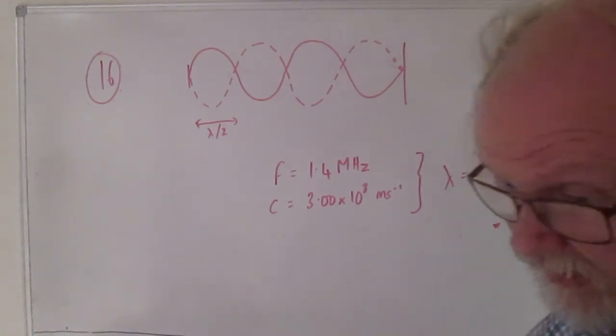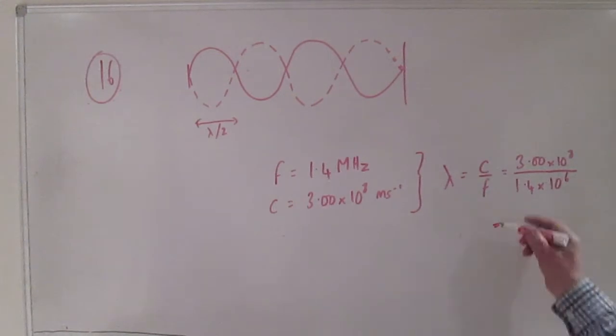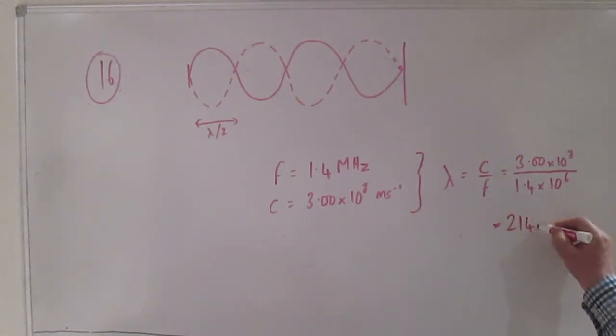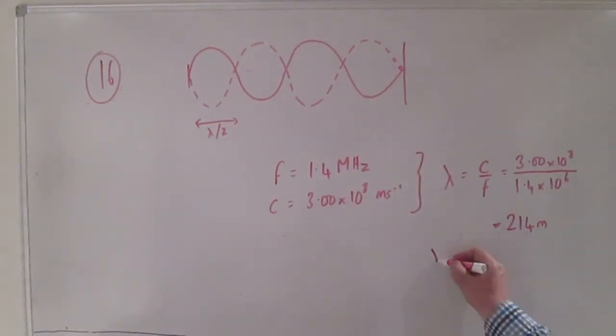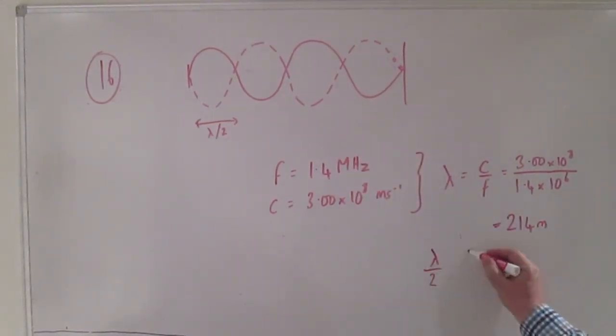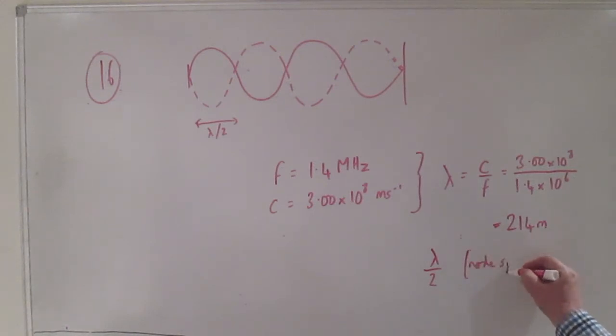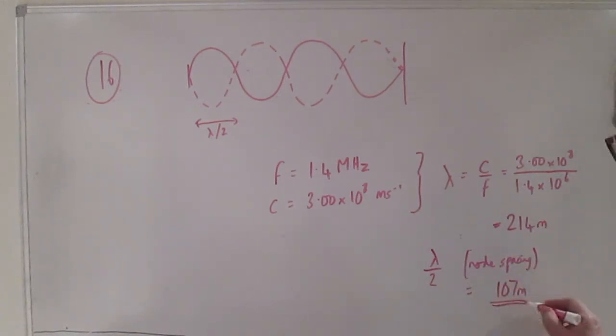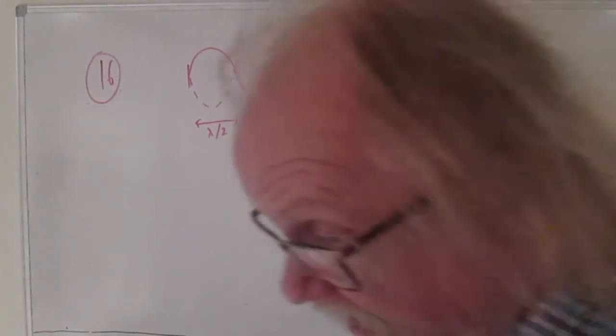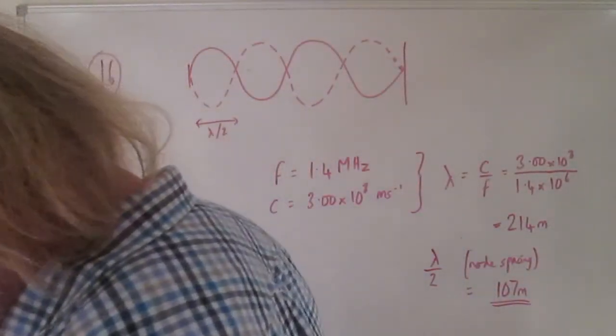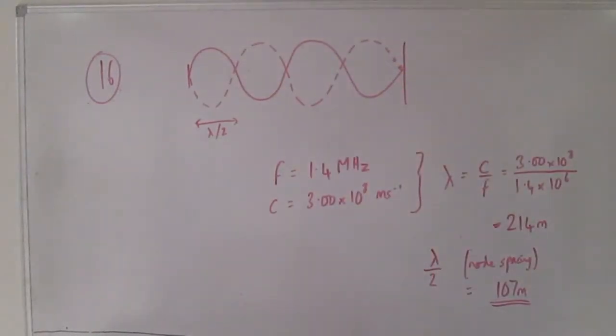And if you calculate that, that comes to 214 meters, which sounds a lot for a wavelength, but remember we're talking about radio waves here, so that's fine. So that's what lambda equals. So lambda over 2, which is the node spacing, is just half of that, which is 107 meters. So that's the minimum distance between two nodes. So that's the answer, which is A.